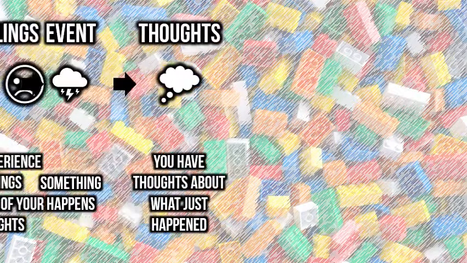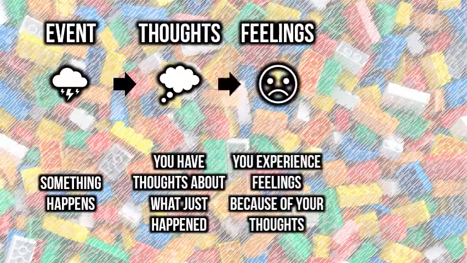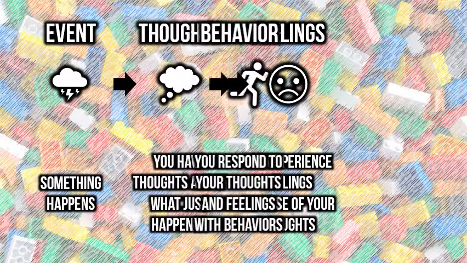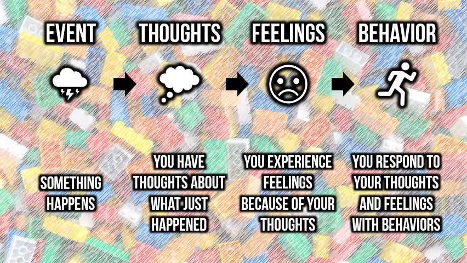First, something happens. This is the event. It can be anything from losing your keys to winning the lottery. Next, you have thoughts about what just happened. Then, you experience feelings because of those thoughts. Finally, you take action, responding to those thoughts and feelings with behavior.